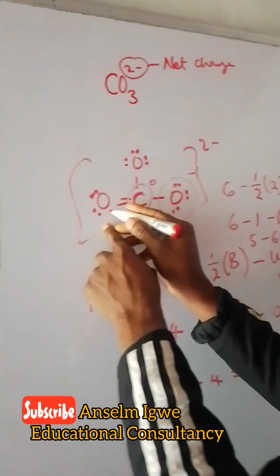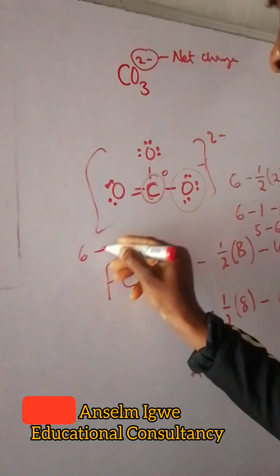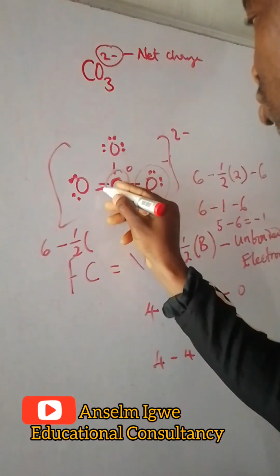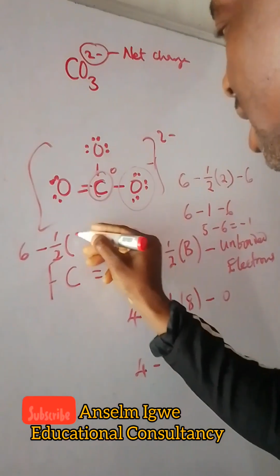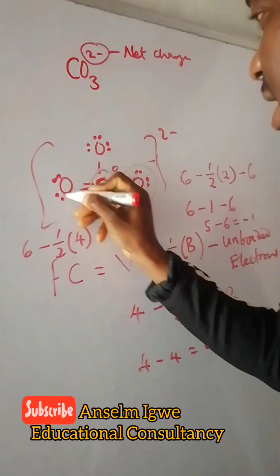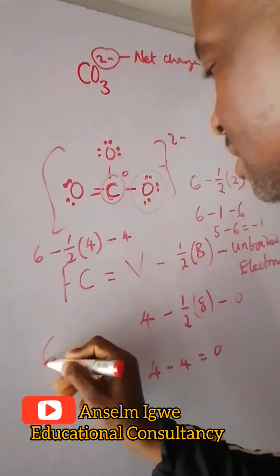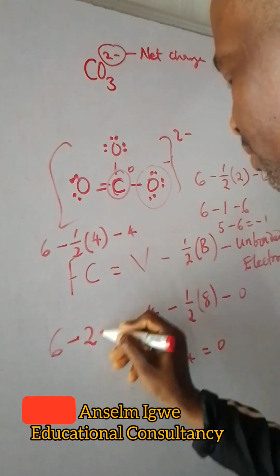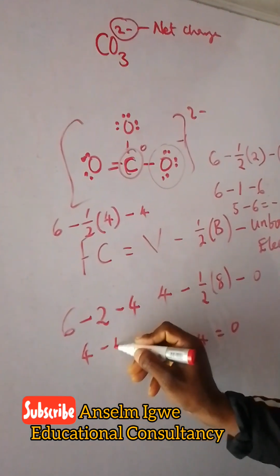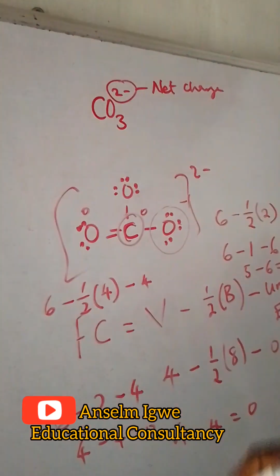We move to this one. The valence electron of oxygen is 6 minus half of the bonded electrons. The bonds are 2 here and the electrons there are 4. Minus unbonded electrons, which here are 4. So 6 minus half of 4 is 2, minus 4. 6 minus 2 is 4, 4 minus 4 is 0. So the formal charge is 0.